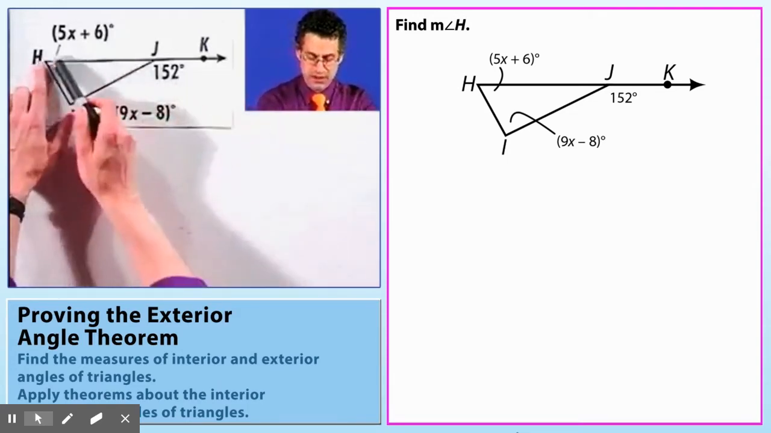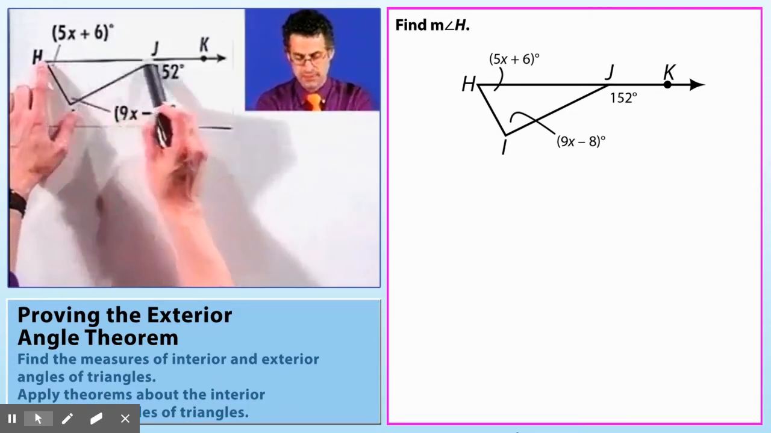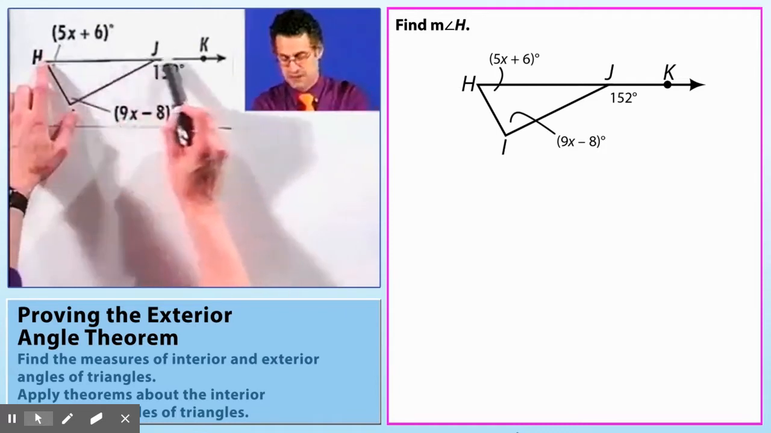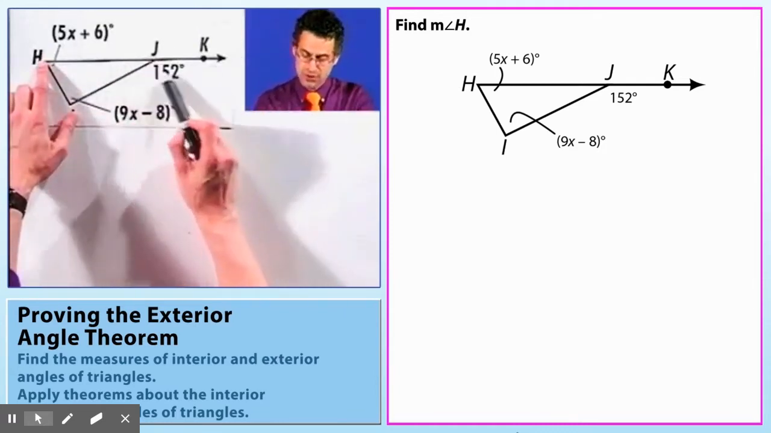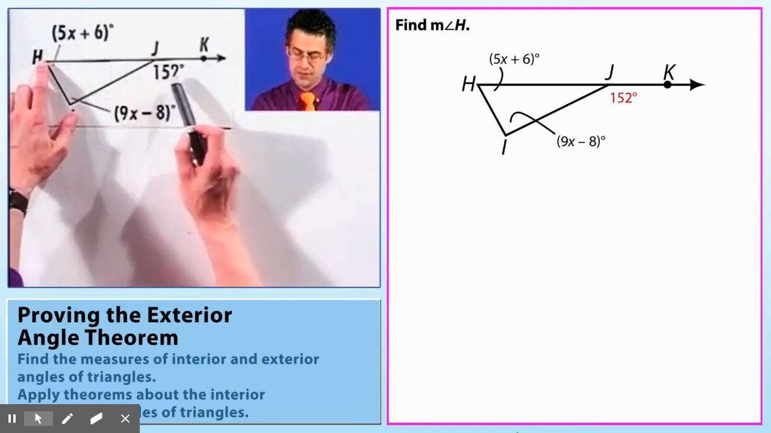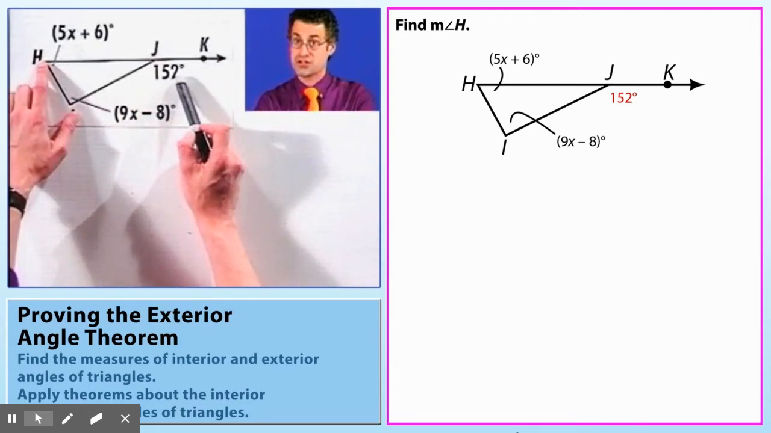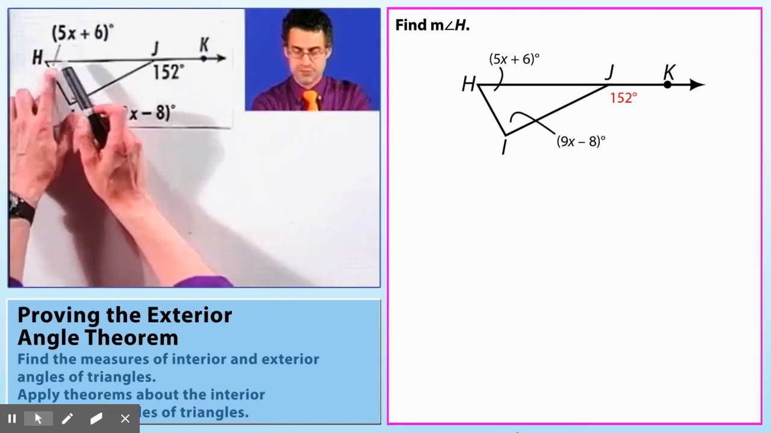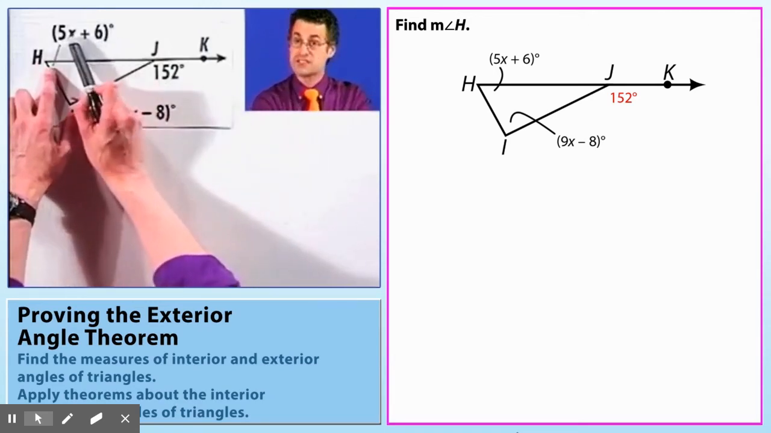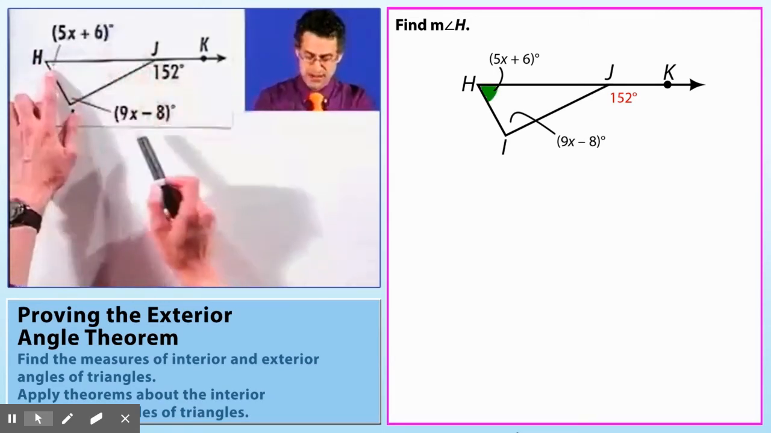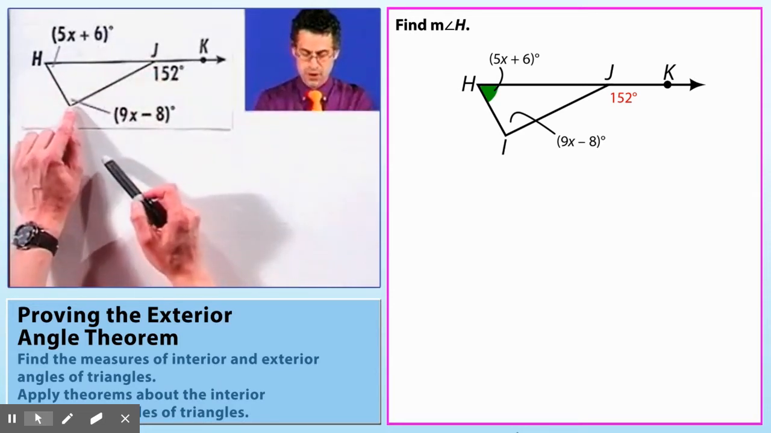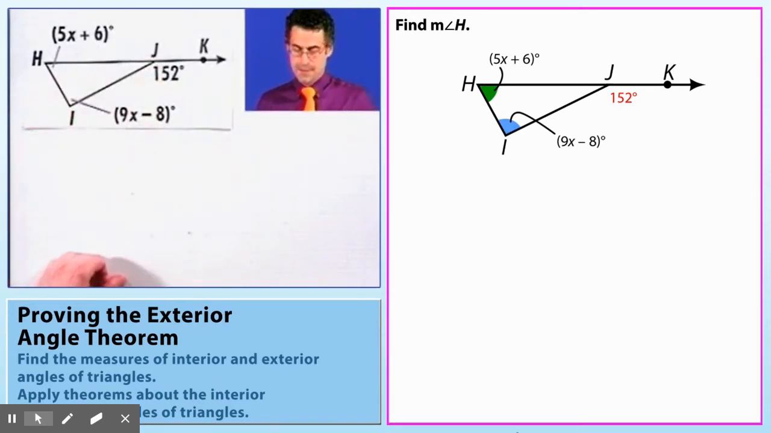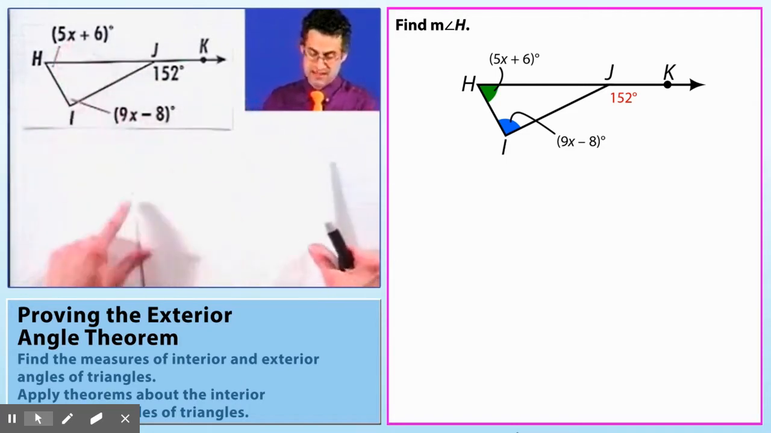I've got this triangle, and this particular side has been extended to this ray, and I'm told that this exterior angle is 152 degrees in measure. I also know that the measure of this mysterious angle H can be expressed as 5x plus 6 degrees for some unknown x, and this other remote angle has a measure of 9x minus 8 degrees, where, again, the x is the same x.